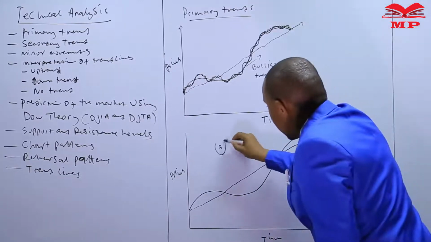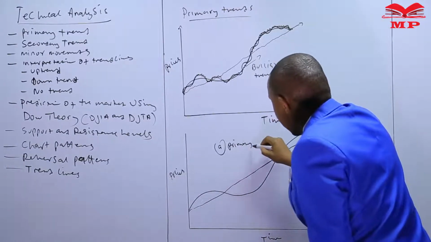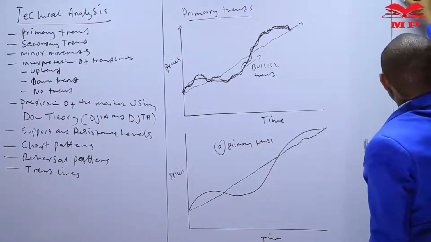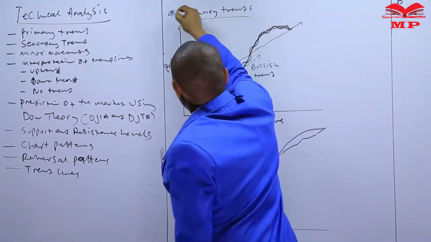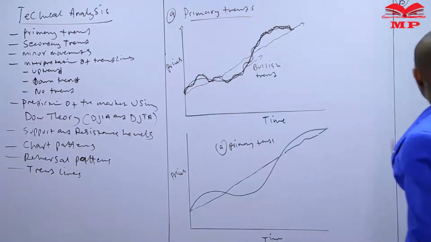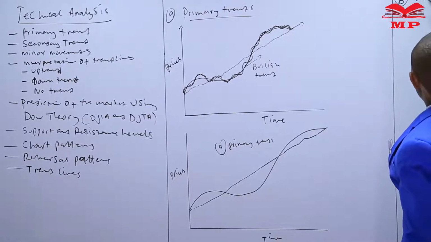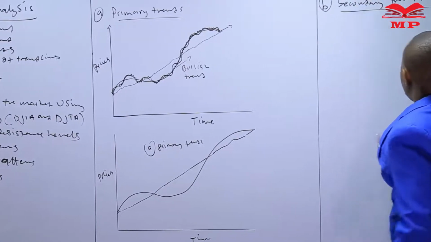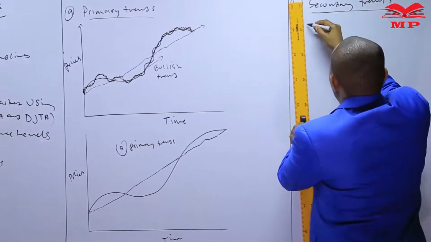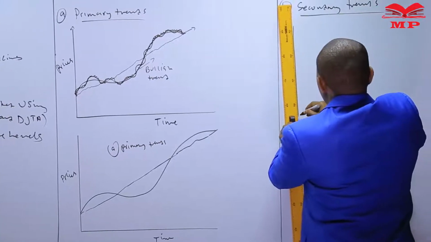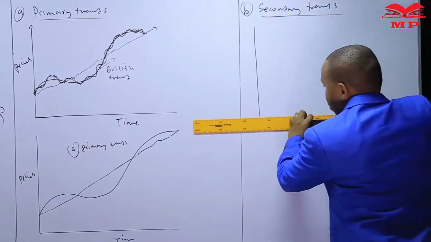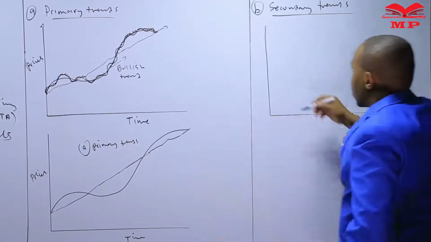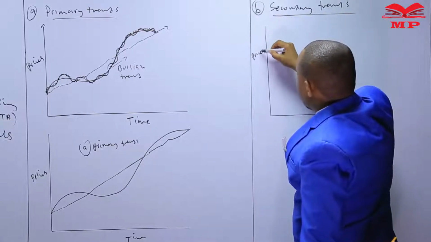You can say this is A, primary trends. That is what we've looked at there. Now this is B, secondary trends. The secondary trends move in smaller waves, with prices on one axis and time on the other.